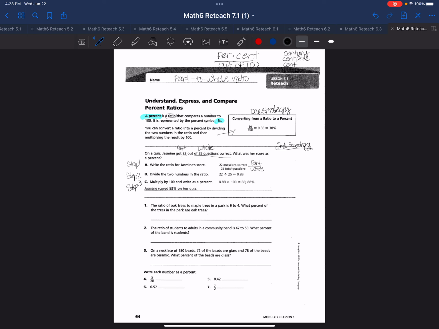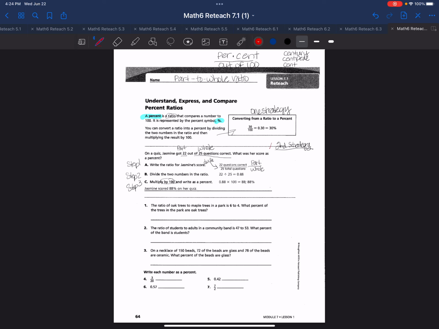Second step, divide the two numbers in the ratio. So 22 divided by 25 is 88 hundredths. Whenever we see a fraction, that line means we're going to divide. Step 3 is I need to multiply by 100 because percent means out of 100 and write it as a percent. So 88 hundredths times 100 is 88, or 88%. Jasmine scored 88% on her quiz.